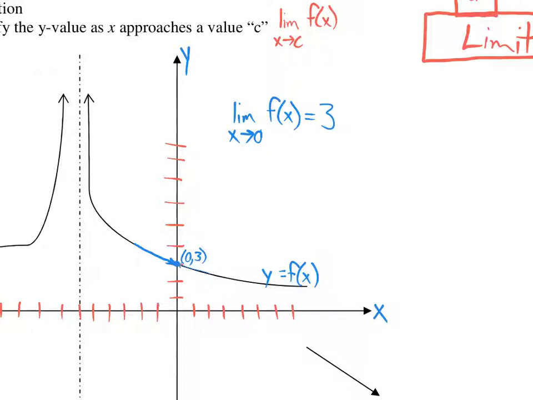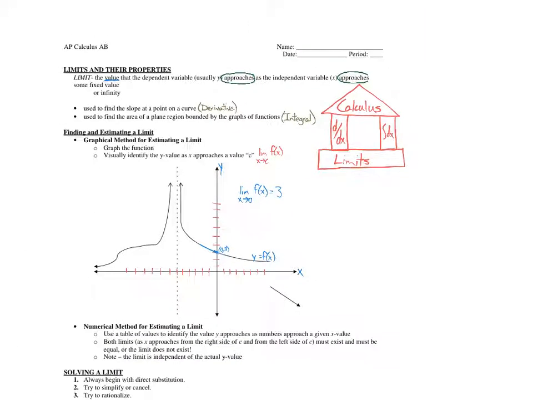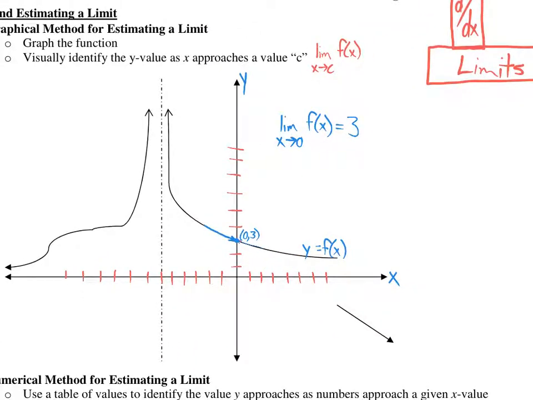Everyone with me so far? Okay, kind of. Let's try some others here. Let's say that we're approaching -3. So the limit as x approaches -3 of f of x.